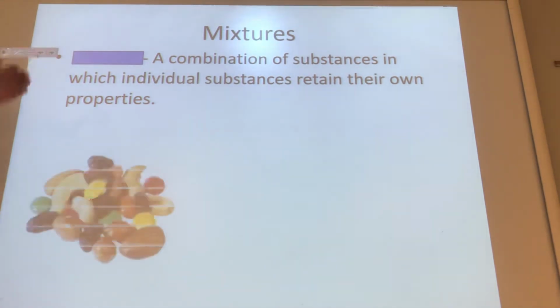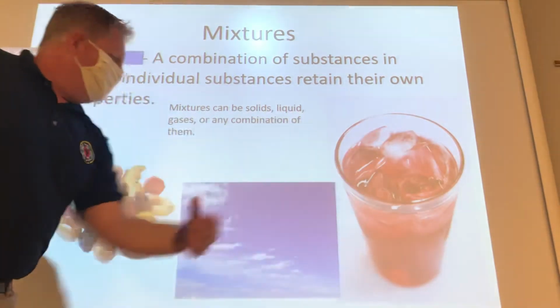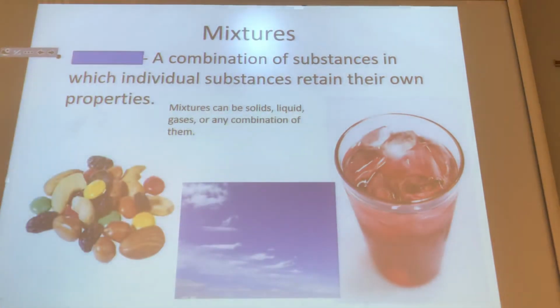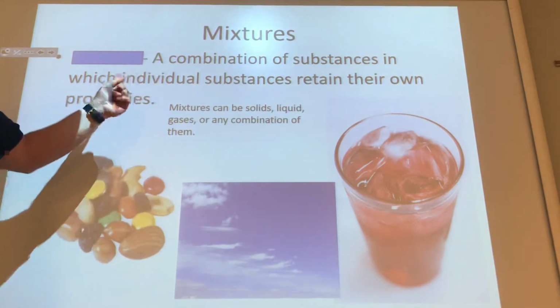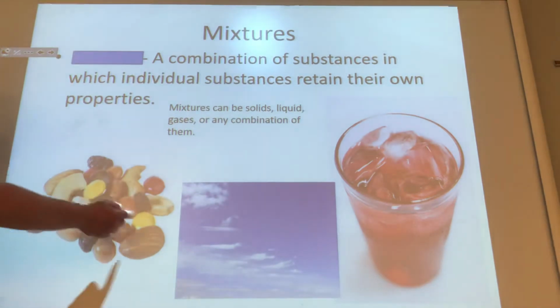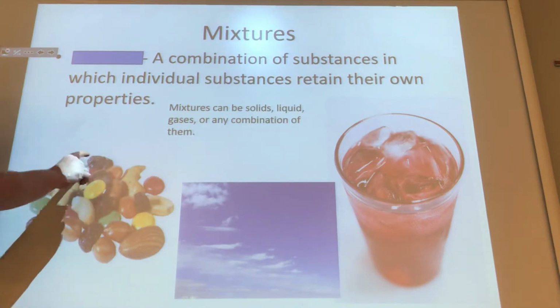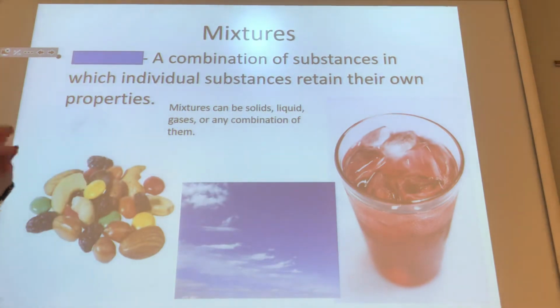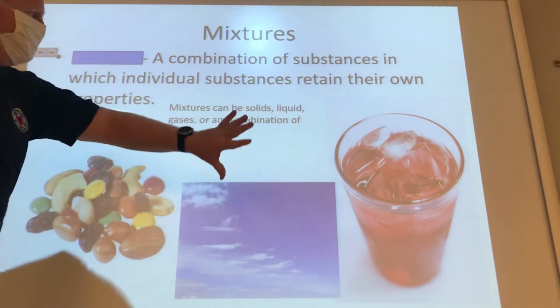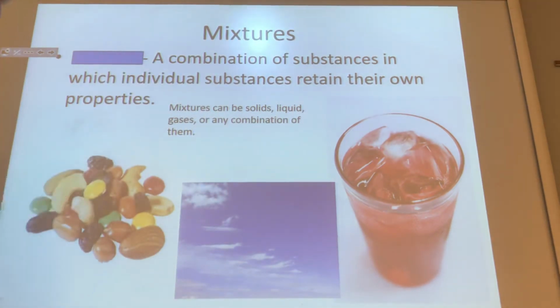Mixtures. Mixtures can be solids. Mixtures can be liquids. Or mixtures can be gases. The thing that is important, when they come together, the individual substances retain their own properties. Still an almond, still a cashew, still a pecan, or still an M&M, still a raisin. They all keep their own stuff, but they are mixed together. Okay? So these are examples of mixtures. Mixtures are when you put things together and they keep their same properties.